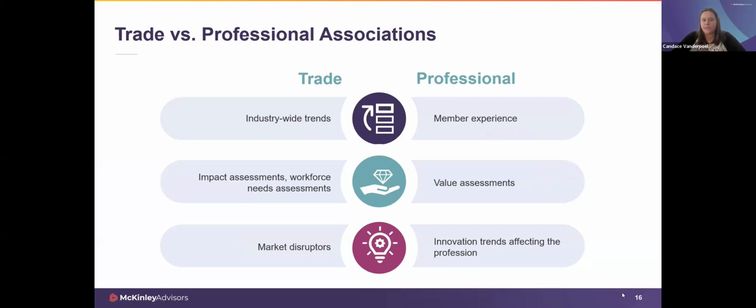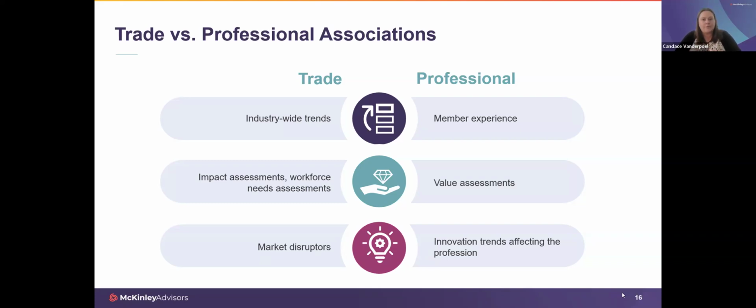I'll just go over this really quickly. We don't think that the structure of a research agenda necessarily needs to change based on whether your organization is a trade versus professional association. But we do see that some of the topics explored within your research agenda might be a little bit different.